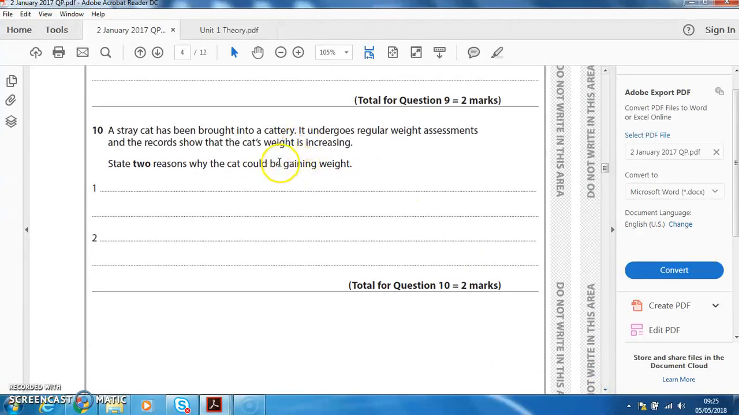Why a cat in a cattery could be gaining weight. It might be pregnant. It may not be getting enough exercise, or it may have an infection.